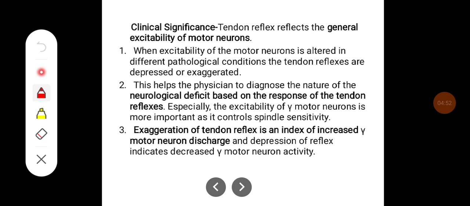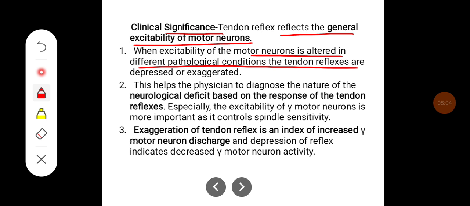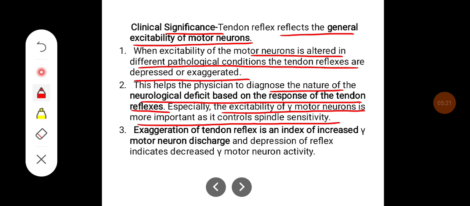Clinical significance. The tendon reflex reflects the general excitability of the motor neurons. When the excitability of the motor neurons is altered in different pathological conditions, the tendon reflexes are depressed or exaggerated. This helps the physician to diagnose the nature of neurological deficit based on the response of tendon reflexes. Especially, the excitability of the gamma motor neuron is more important as it controls spindle sensitivity. Exaggeration of tendon reflexes is an index of increased gamma motor neuron discharge, and depression of reflex indicates decreased gamma motor neuron activity.